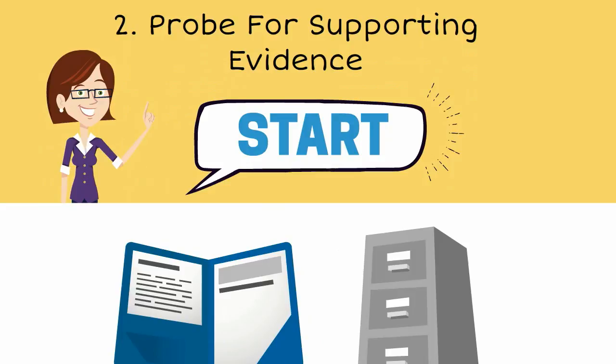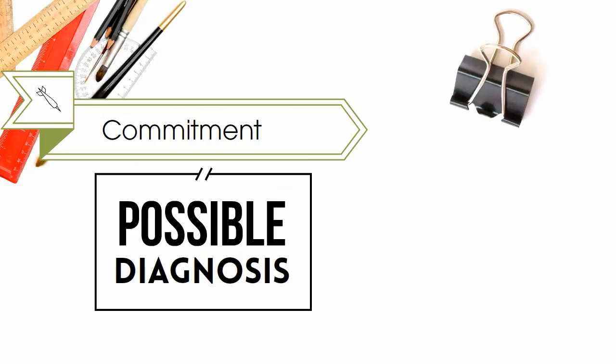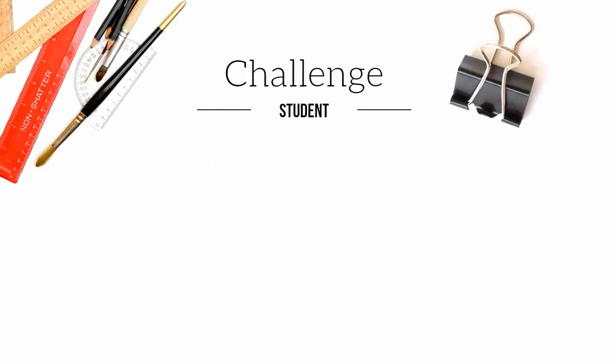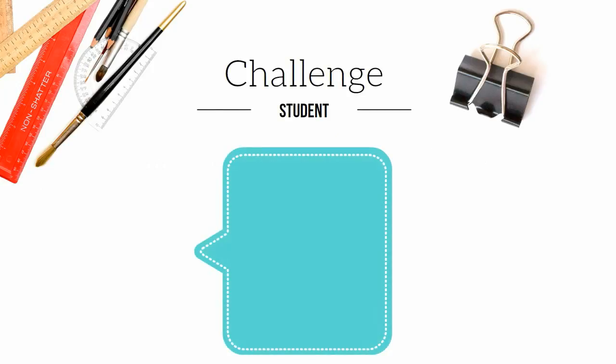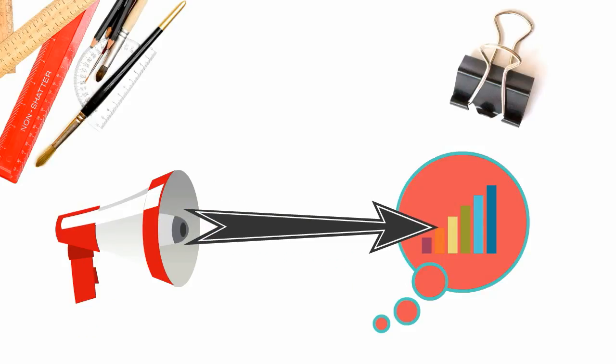Probe for supporting evidence. After the student has made the commitment to discuss thoughts about possible diagnoses, the preceptor asks the student to explain the rationale behind his or her differential. The preceptor challenges the student to explain the reasoning. What items in the history or physical exam made the student consider the differential diagnosis and the next step in the workup? Such questions guide the student to think about moving from reporting to interpreting data. During the discussion, the preceptor may evaluate the depth of the student's critical reasoning and fund of knowledge.